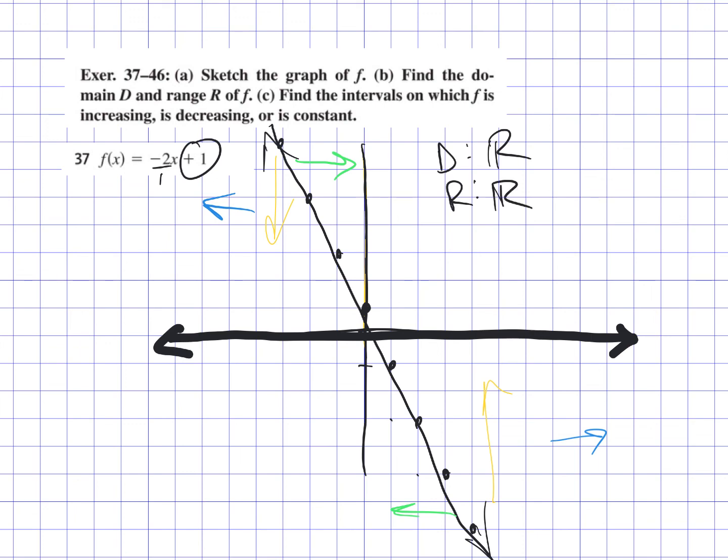And then part C, find the intervals on which f is increasing and decreasing or is constant. Well, it's only decreasing from negative infinity to positive infinity. So decreasing. Make sure you say that. And that's how you do that problem.